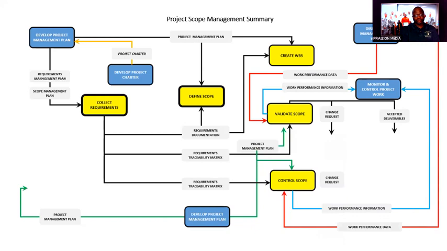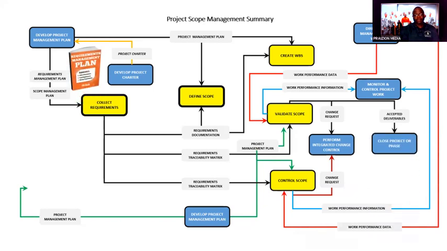Change request, control scope, you could get a change request, and you can see where these things are actually going. You see? Performing integrated change control is where your change requests are going. Accepted deliverables are going to close project or phase, ultimately. Your requirements management plan, like I said, they are part of your project management plan. So what I'm showing you right here is the fact that these things are part of your project management plan.